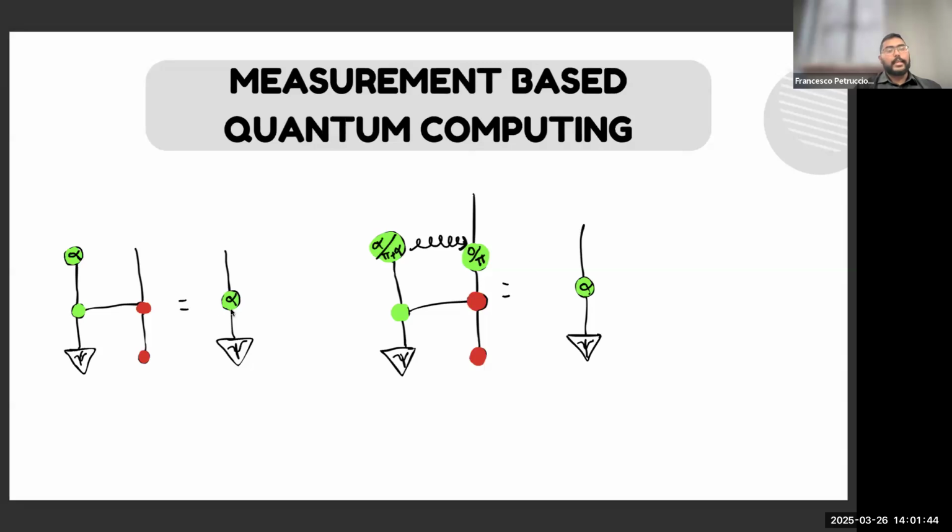So the phase gate alpha here is equivalent to this diagram on the left, where we are making a measurement with respect to the angle alpha. But some problems arise. We said that we might need to do some corrections in order to ensure that we do end up with this alpha phase gate.